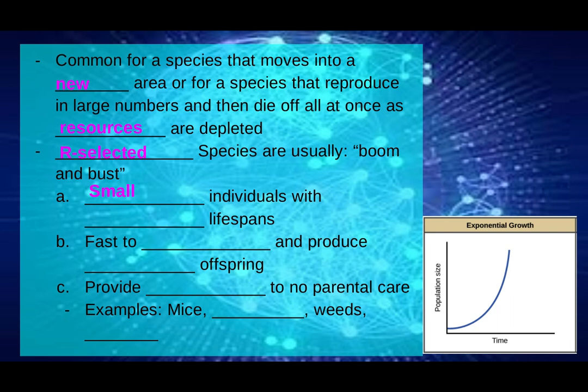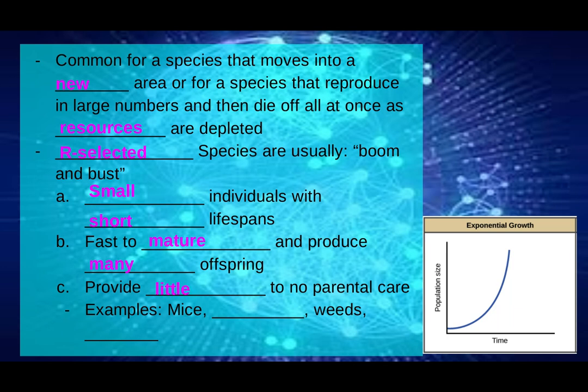So our selective species, or species that typically grow exponentially, tend to be small and have short lifespans. They also tend to be fast to mature and produce many offspring. Mosquitoes are a great example of this, again, where 2 mosquitoes could mate and produce thousands of offspring from one mating. They also produce little to no parental care.